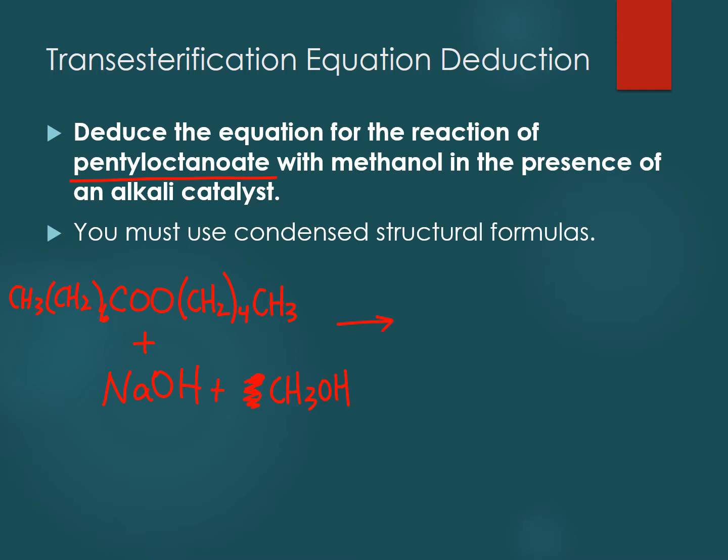Now, when we do that, we're going to create a methyl ester. Basically, what's happening, this methyl group on the alcohol is going to attach onto the ester and become the new substituent. And then the hydroxyl group in the alcohol is going to react with the pentyl group that was previously there to make pentanol. So our new ester is going to be methyl octanoate.